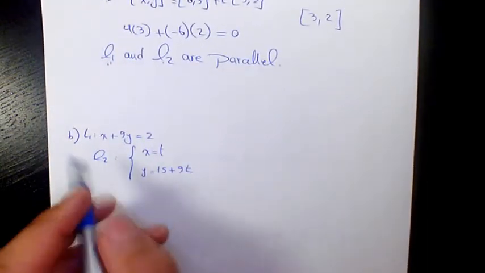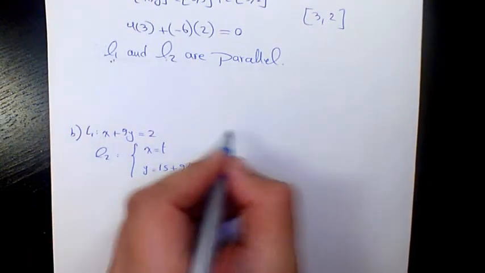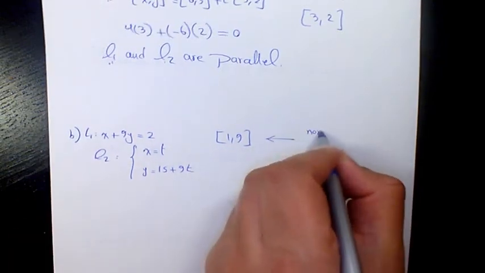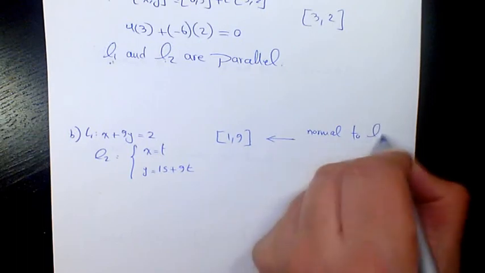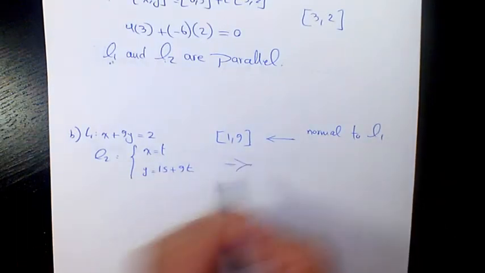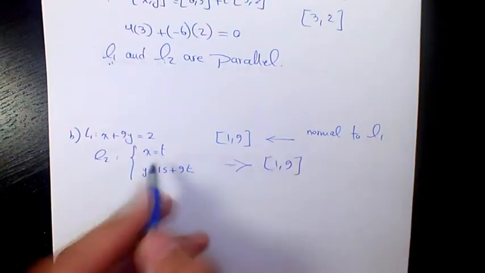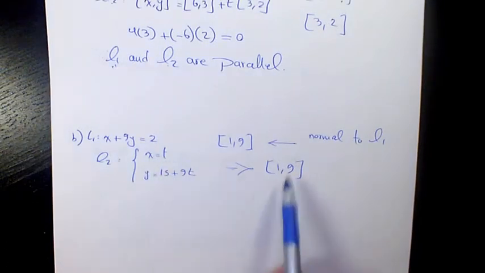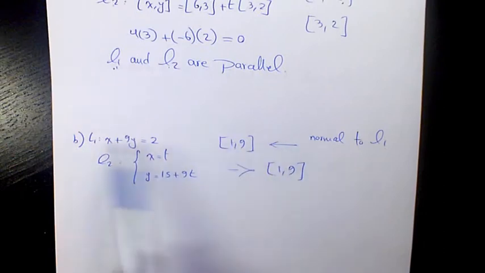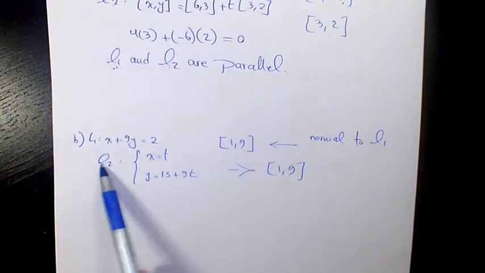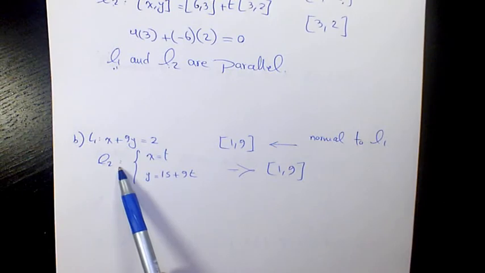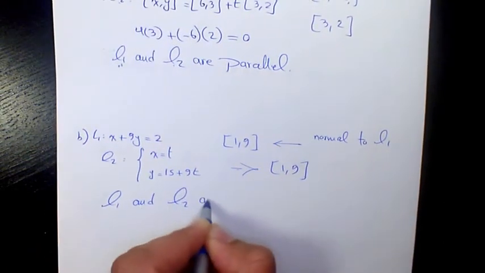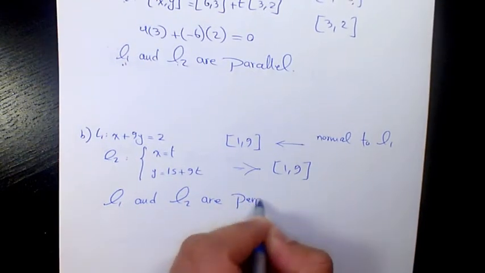Next one. We have (1, 9) as the normal to L1. And for L2, the direction is (1, 9). As you see here, the coefficient of t is 1. The coefficient of t here is 9. So (1, 9). As you see here, the normal to L1 is parallel to the line L2. It means that L1 and L2 are perpendicular.